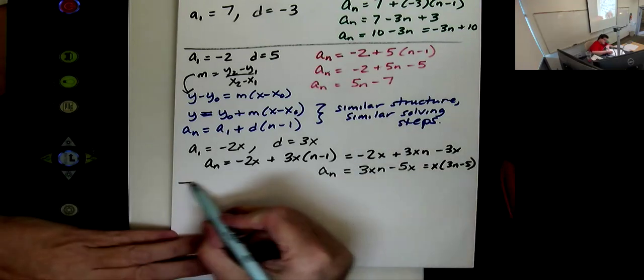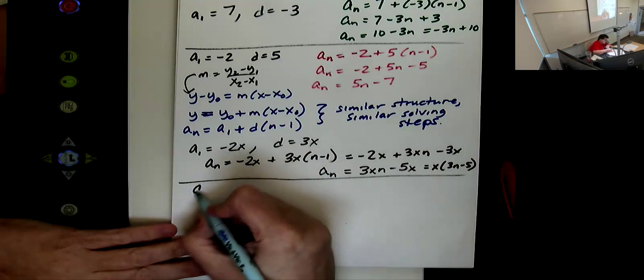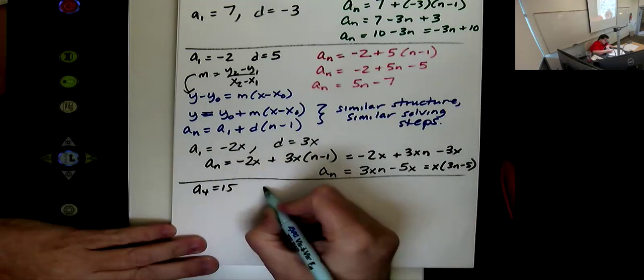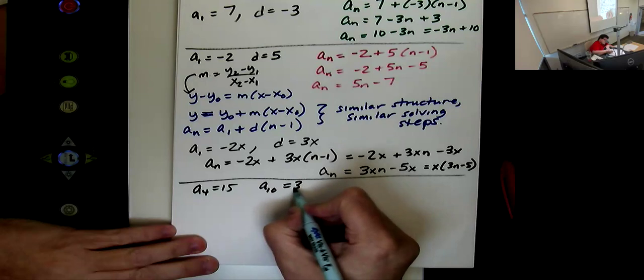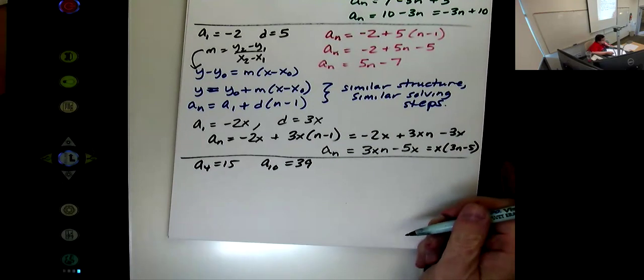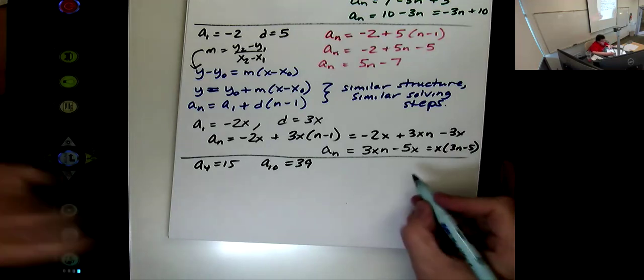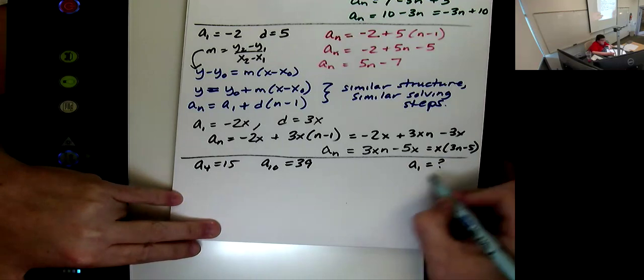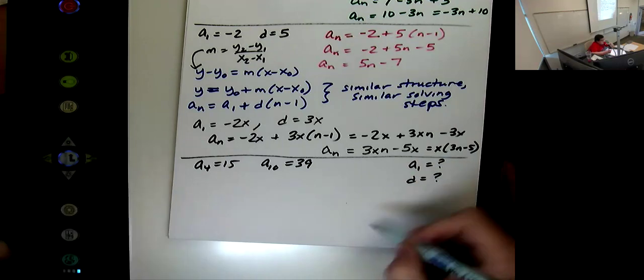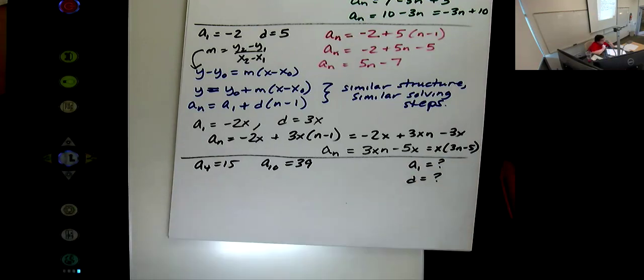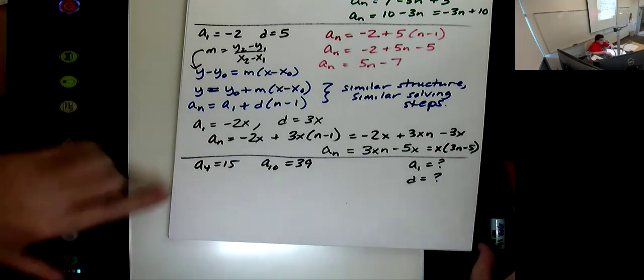What about something like this? I don't have a sub 1, and I don't have d. So those are things I need. Can we find either one of those with what we have? Find the slope. We can find d here, right?